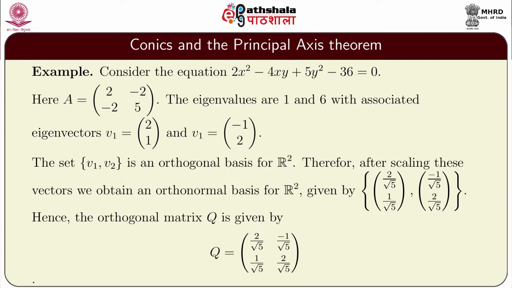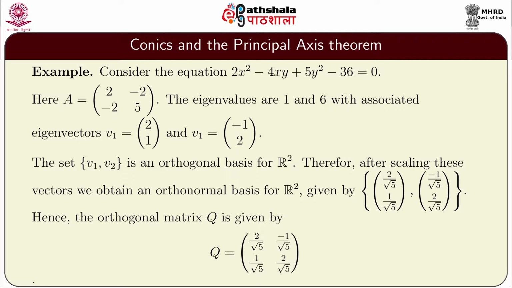Now, the eigenvalues are 1 and 6, that is easy to compute, with associated eigenvectors V1 is equal to (2, 1) and V2 is equal to (-1, 2). And you can see that these two vectors V1 and V2 form an orthogonal basis for R2.